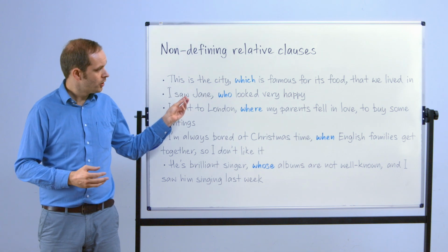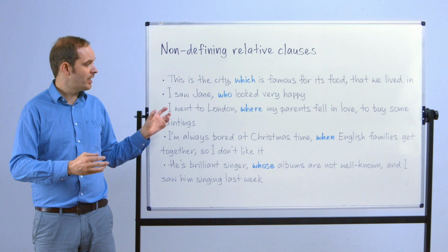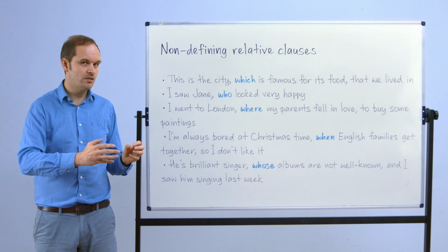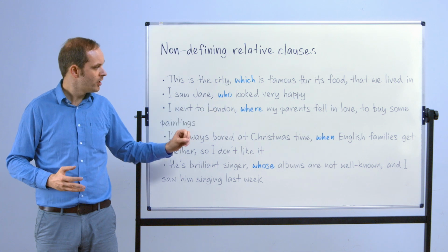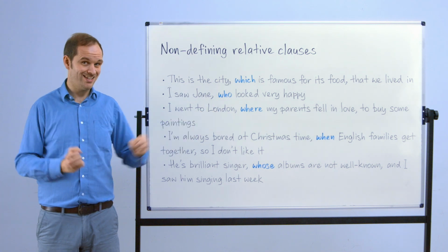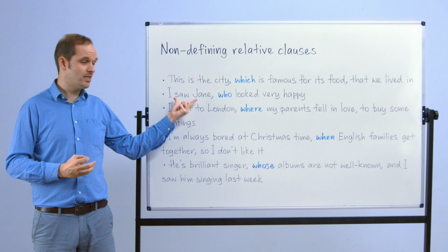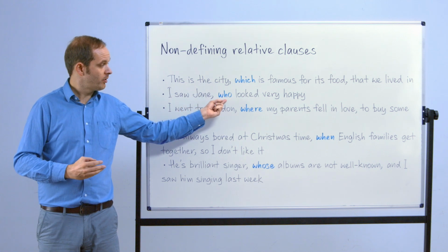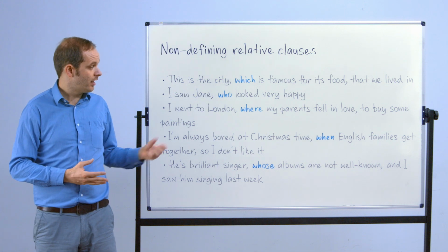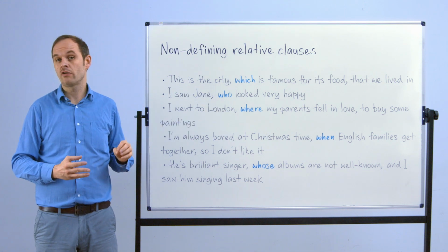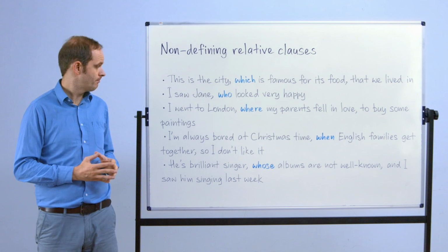I saw Jane, who looked very happy. Now here, we're not adding extra information to the sentence. We've only got a small part of the punctuation. What we're doing instead is extending the sentence. So we didn't just see Jane, we're giving more information about Jane herself. And again, who in a non-defining relative clause cannot become that.